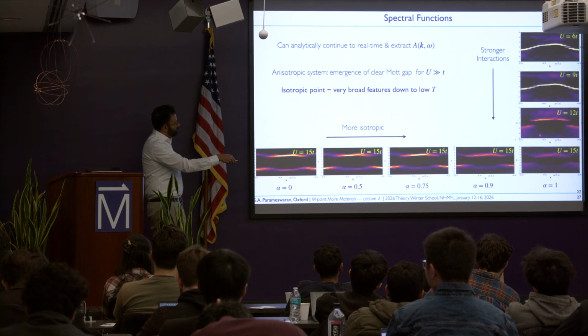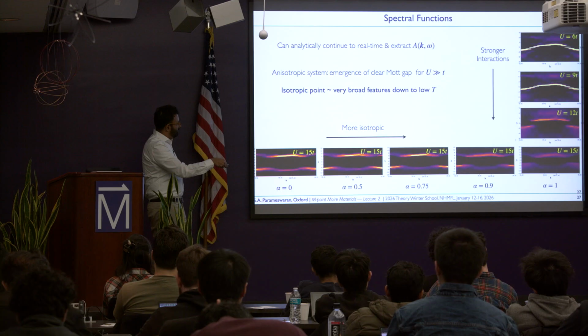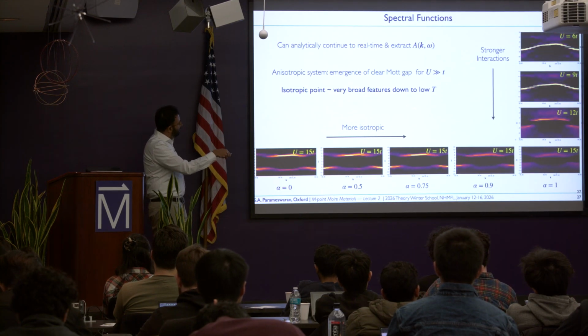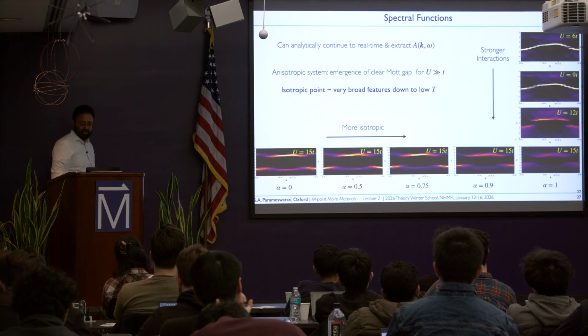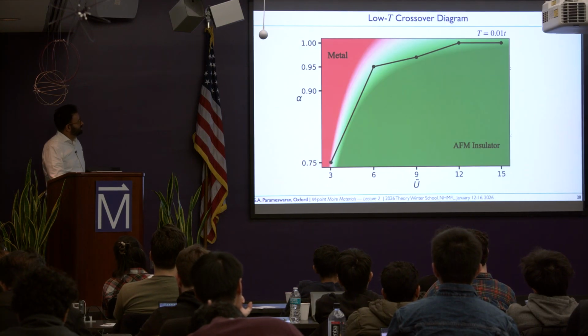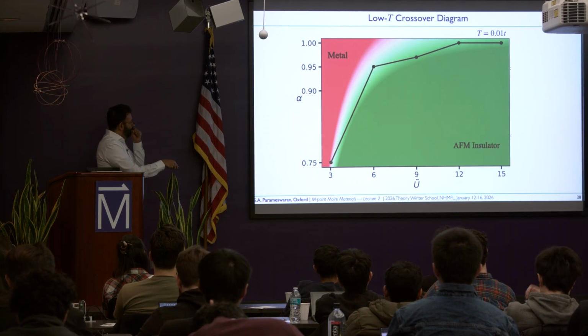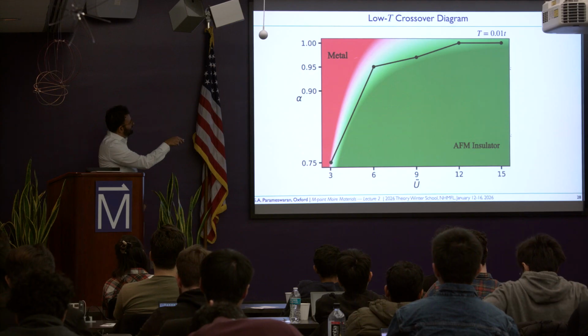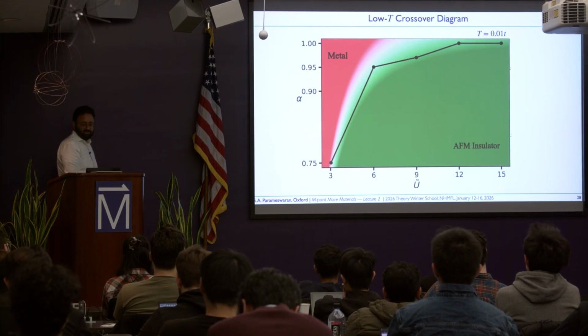What you see is that when you're strongly interacting and symmetric, the very clear Mott gap features go away, and you have very broad features down to very low temperature. So some scale is being pushed down very quickly, giving you a picture like this, where this is your interaction strength and this is your anisotropy. And for the isotropic point, the metal seems to survive down to much stronger couplings and much lower temperatures.